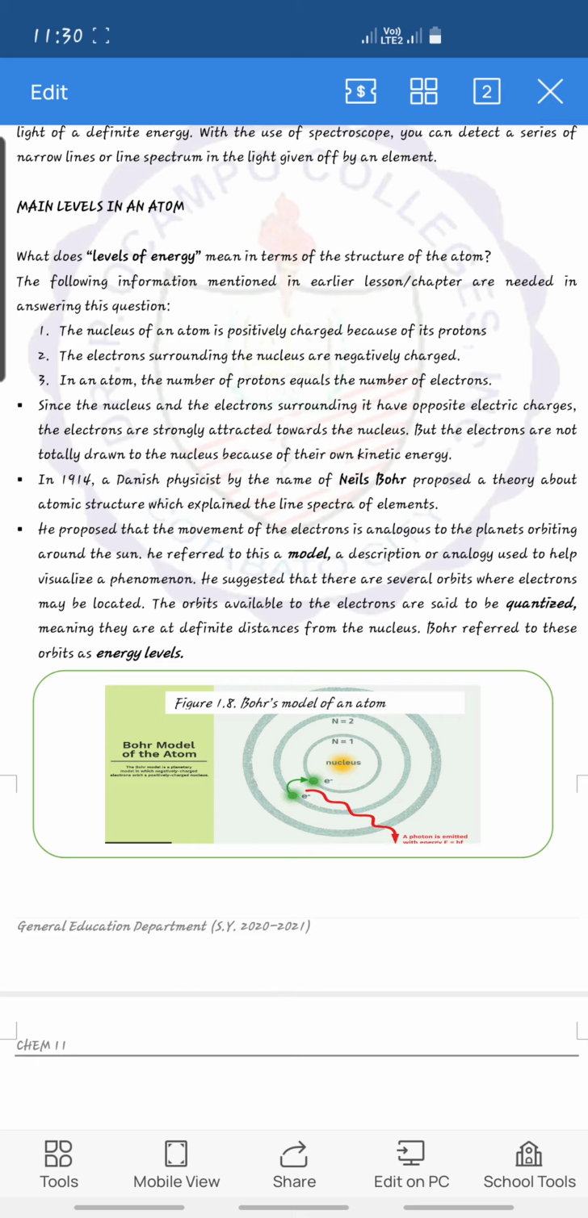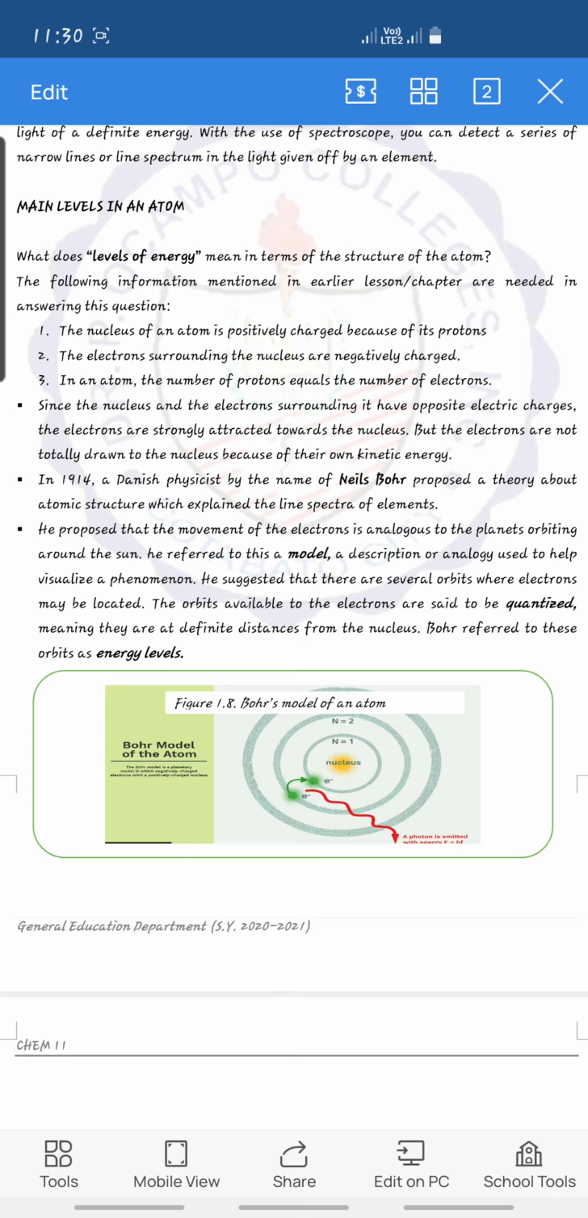The electrons surrounding the nucleus are negatively charged. Yes, it is also a constant, because inside the illustration, I will be discussing that one later. Third, in an atom, the number of protons equals the number of electrons.